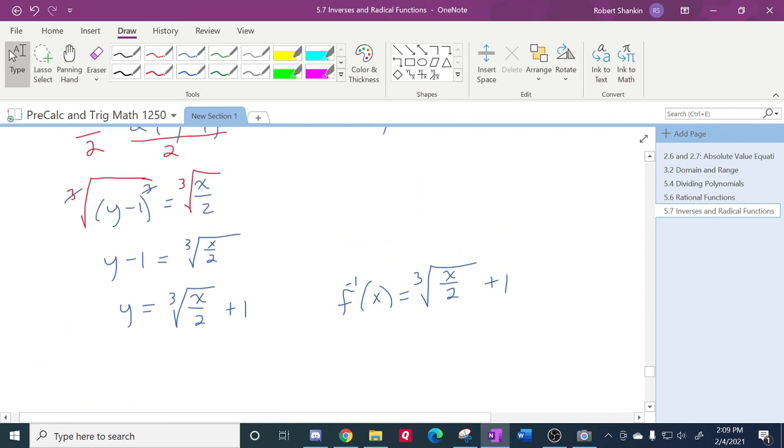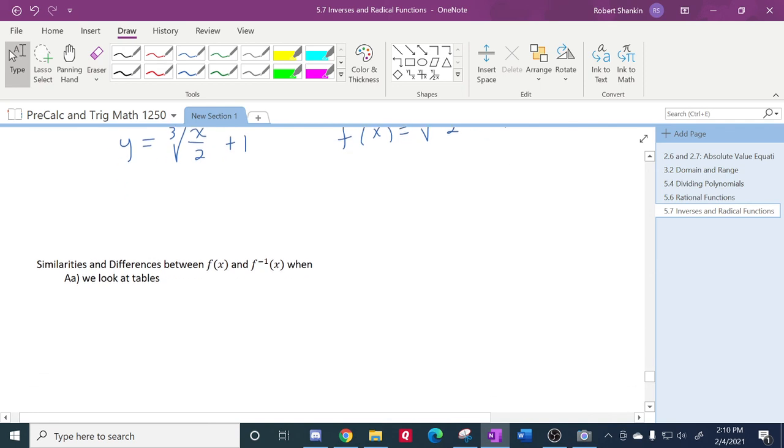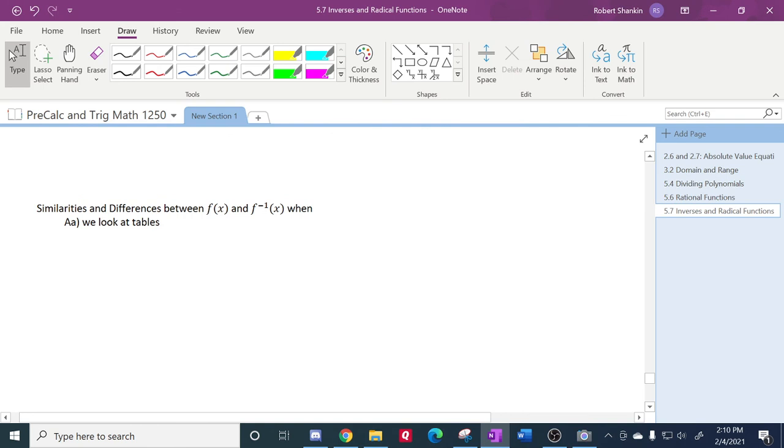Alright, now, similarities and differences between f and f inverse when we look at tables. Now, I'm going to take an incredibly simple function. f of x equals 3x. But this same demonstration would work no matter how complex the function was.